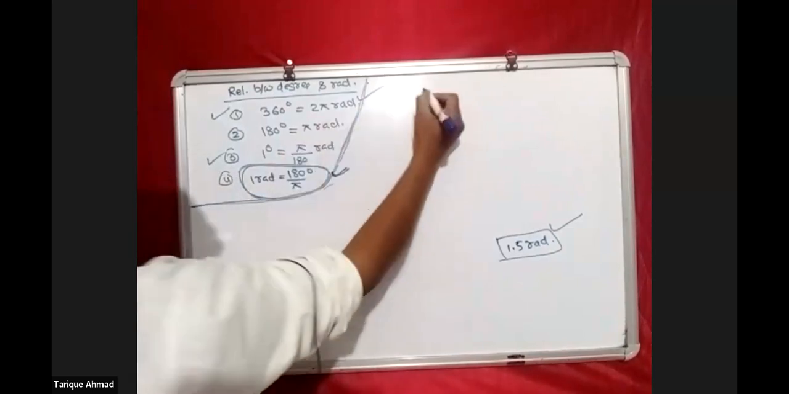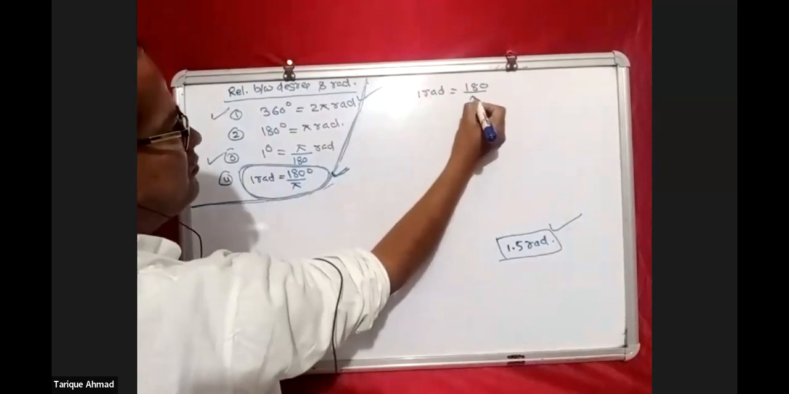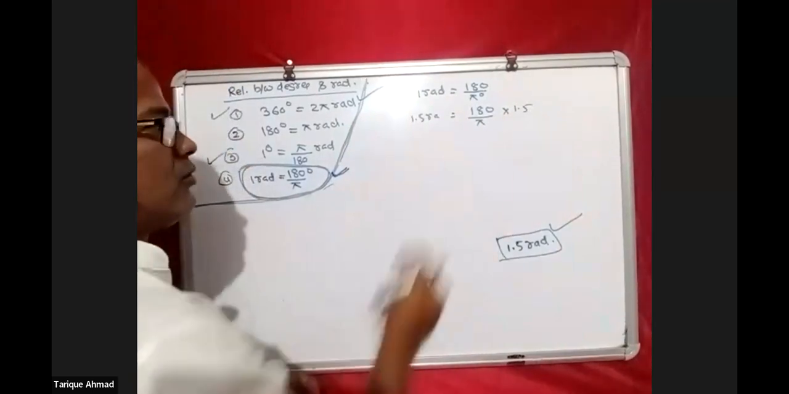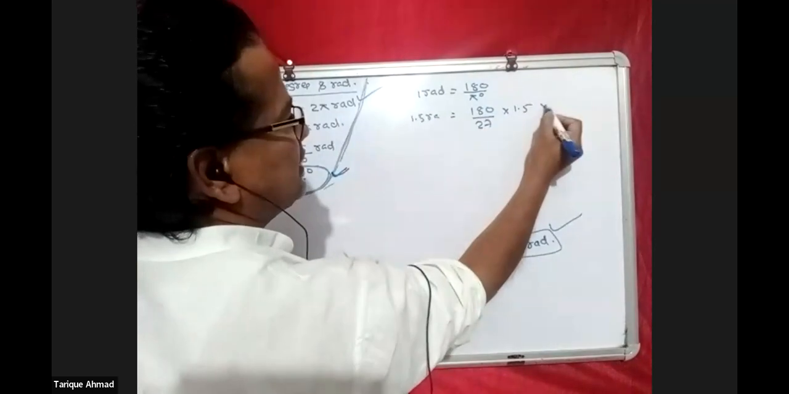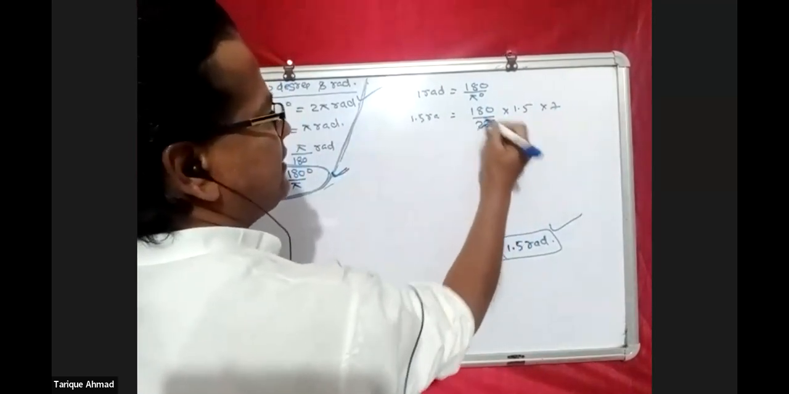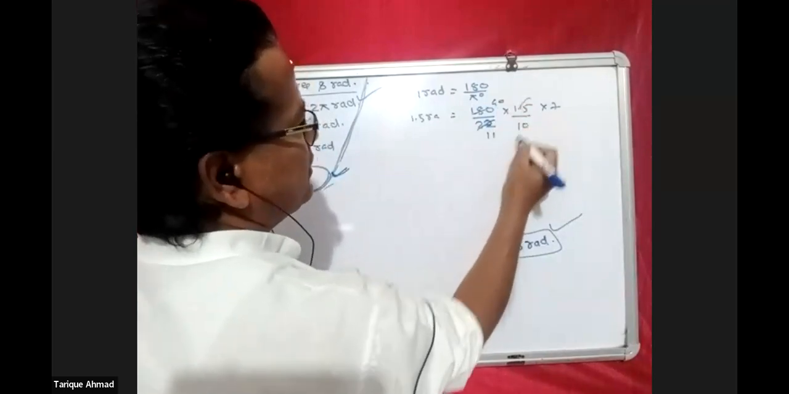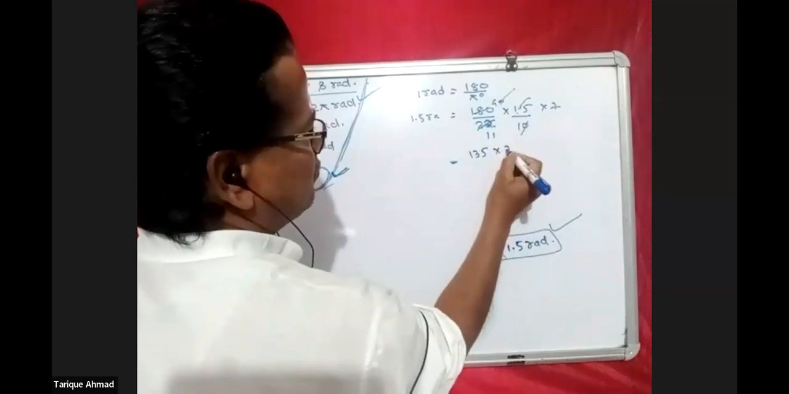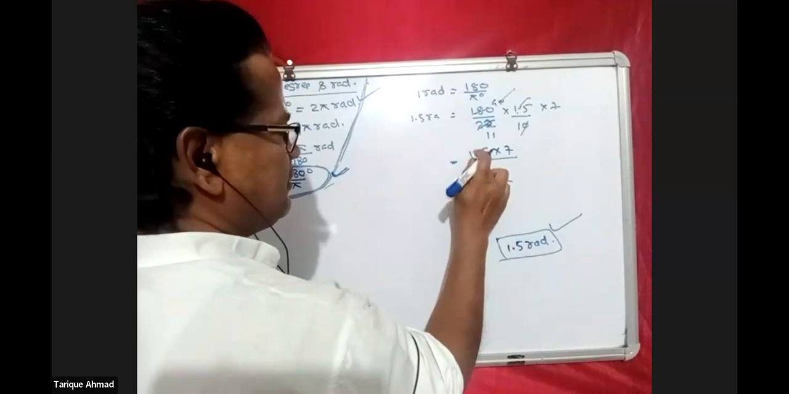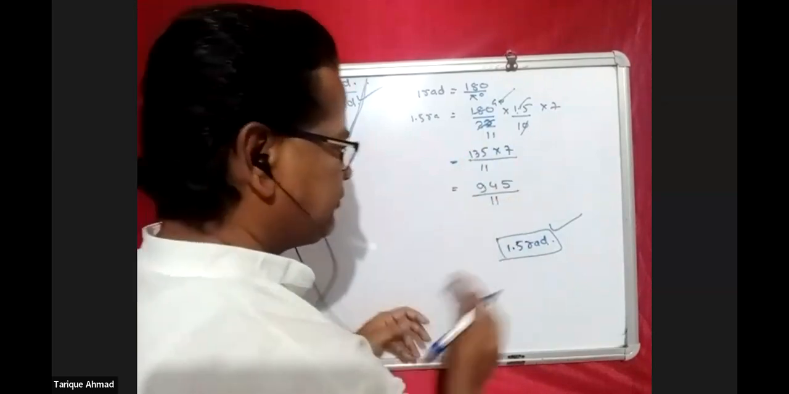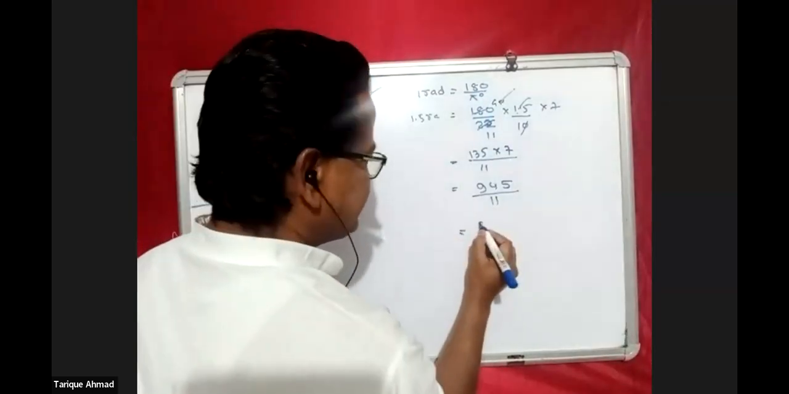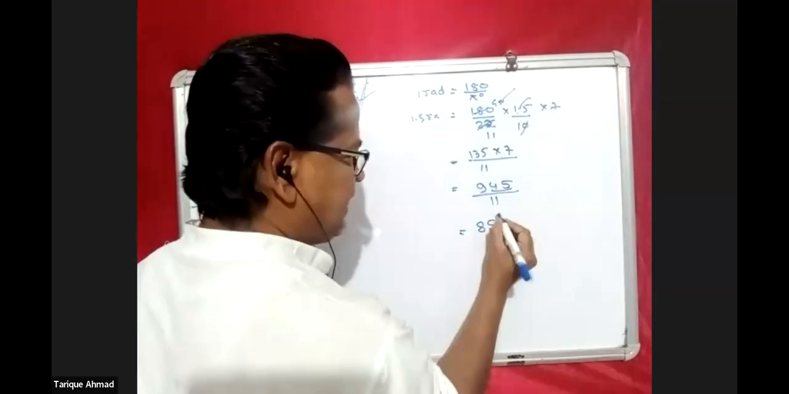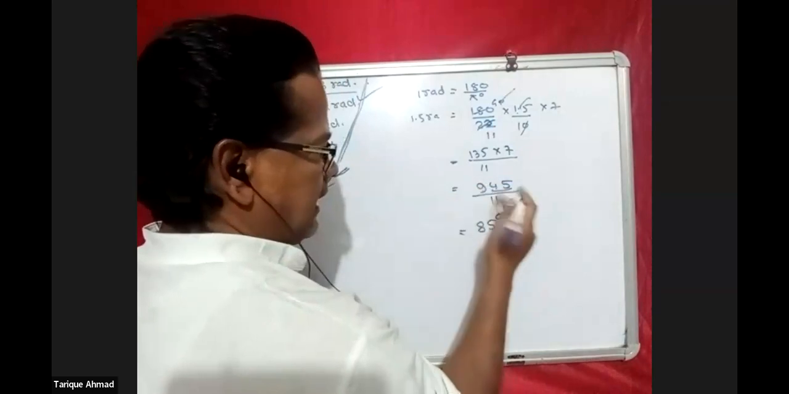Now see, 1 radian equals 180 by pi. So 1.5 radian is 180 by pi into 1.5. Now put the value of pi as 22 by 7. Then 22 by 7, 1190, here it is 10, this is cancelled. 15 9 ja 135 into 7 by 11. 7 5 ja 35, 21, 3 24, 945 by 11. Now I'm dividing. 11 8 ja 88, then 65, 11 5 ja 55, 85 degree, and then 10 by 11 degree.